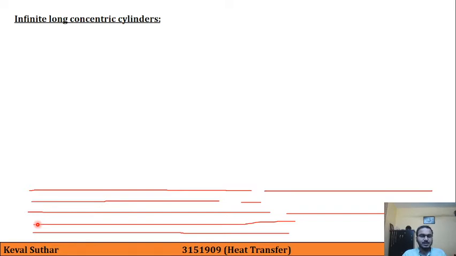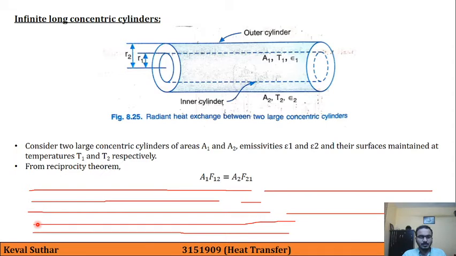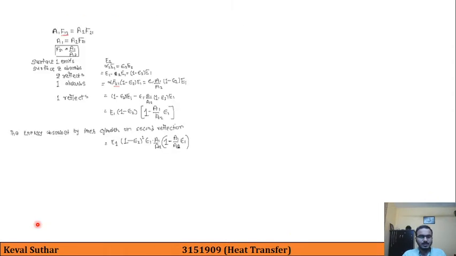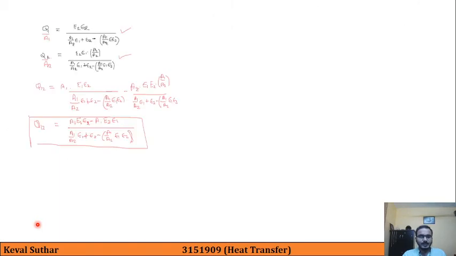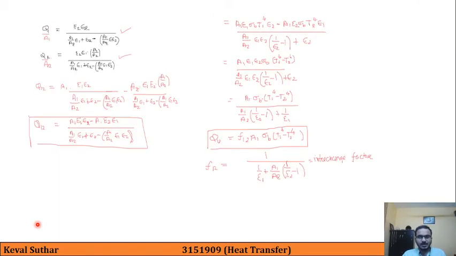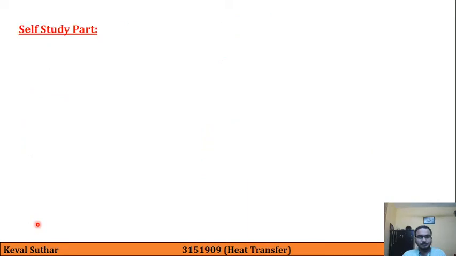The next case was infinite long concentric cylinders. So we followed the same process and we obtained the net value of heat exchange, as well as we defined here the interchange factor. I gave you two topics for self-study, that is small gray bodies and small body in a large enclosure, and I hope that you have completed this part by yourself.